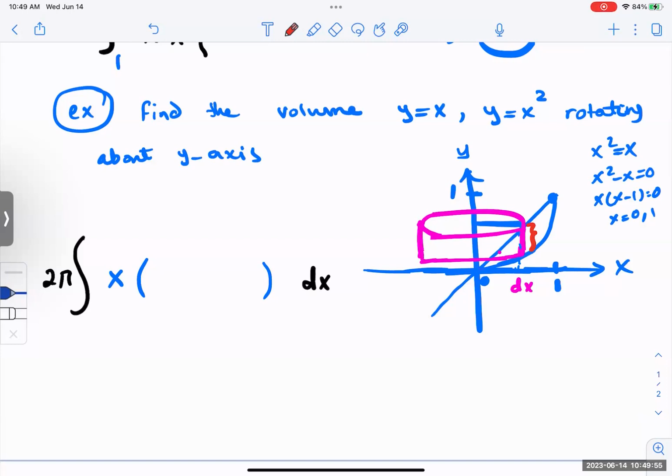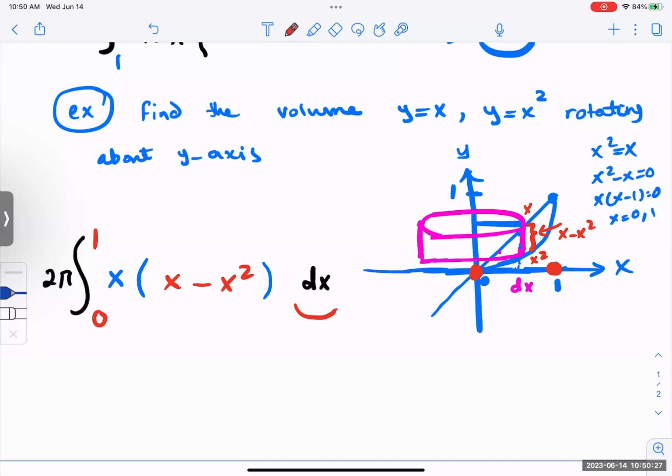Look at this one and tell me what is this height? Exactly. So it's going to be the top function, which is x, minus the bottom function, which is x squared. So this height is x minus x squared. And it goes from 0 to 1 because that's along the x-axis.